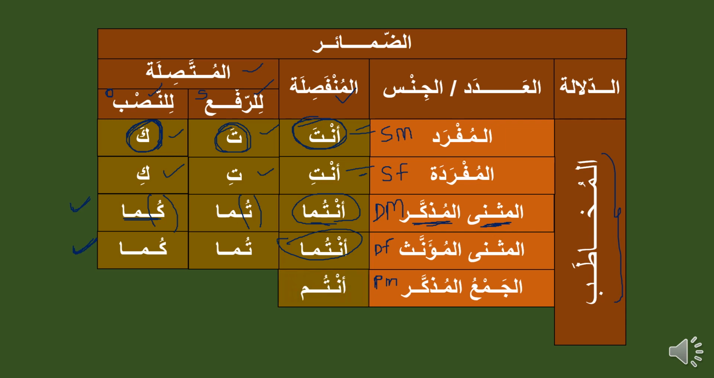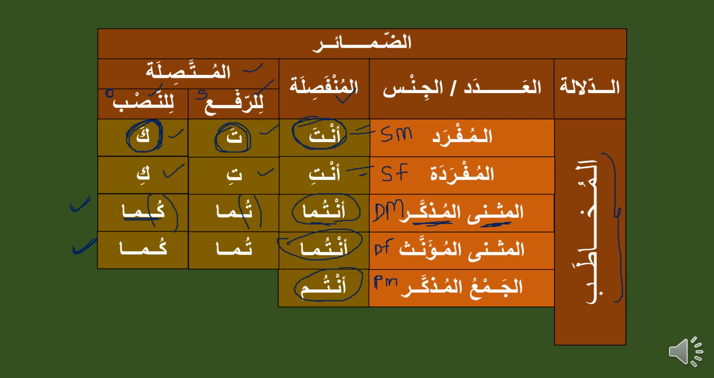So under the munfasil is antum. Antum tulab. All of you male that I'm speaking to, that I'm addressing, all of you. Maybe I'm talking to my students now. I say, all of you, you guys, antum tulab. You are students. So you are going to make use of antum, which is a detached pronoun.